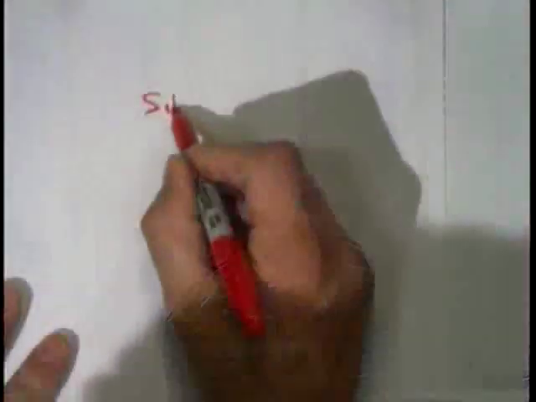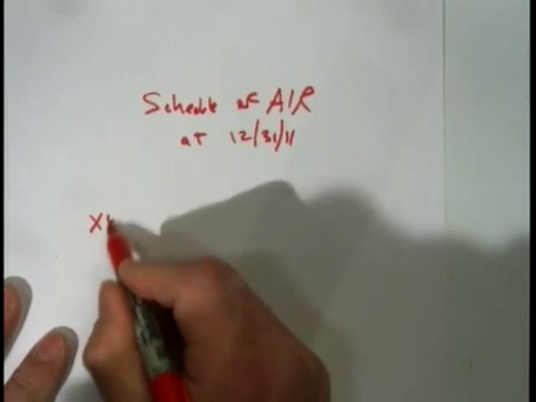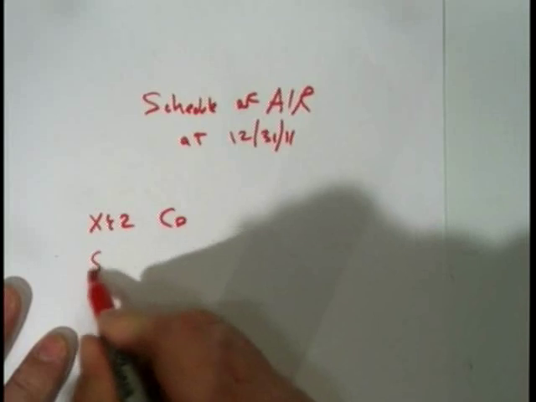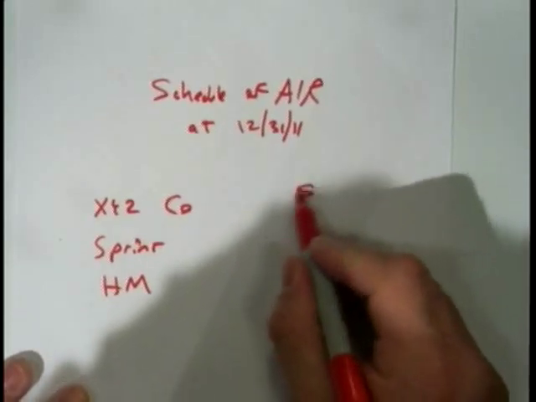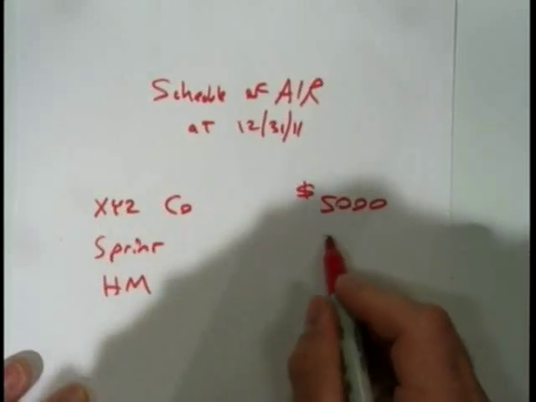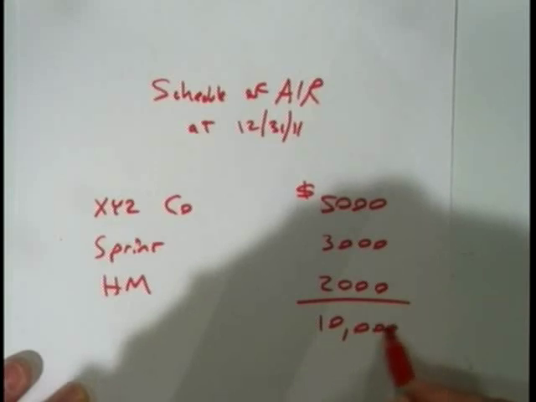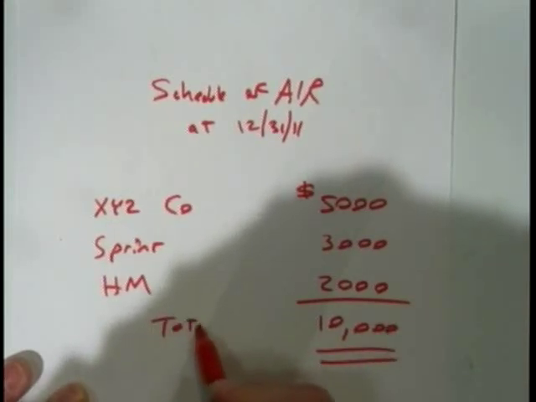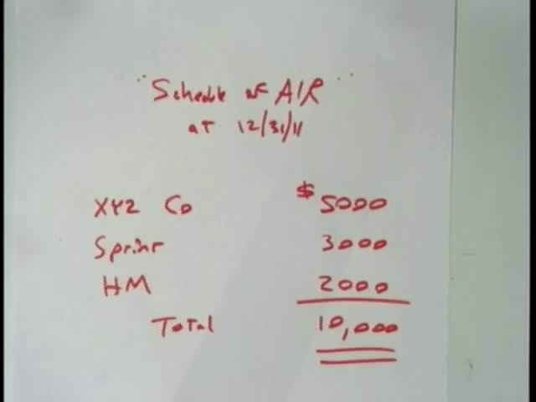We've got plenty of time here. For the example we just did, if I asked you to do a schedule of accounts receivable at 12/31/11, I would have XYZ Company, I would have Sprint, I would have Hallmark. I'm sorry, XYZ owes me $5,000. Sprint owes me $3,000. And Hallmark owes me $2,000. The total of that is $10,000. That would be called a schedule of AR, and that was actually what I would ask the client for. Does that make sense?